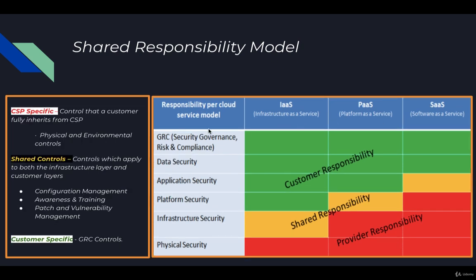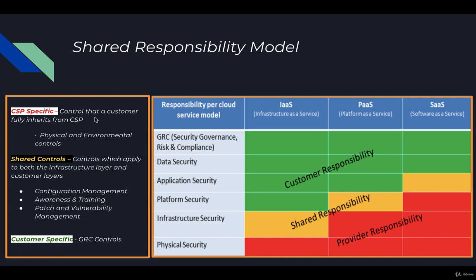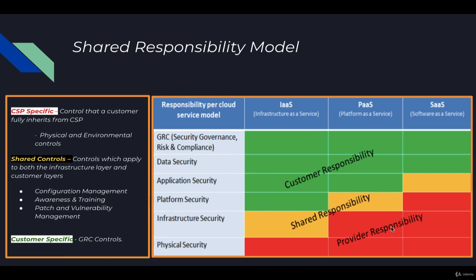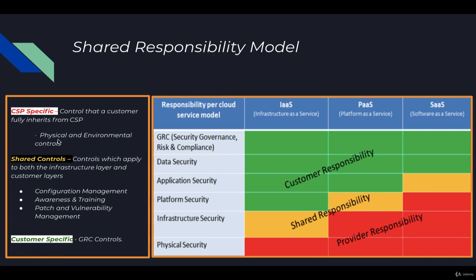Like we discussed, another way to understand this is that the part marked in red is the CSP-specific controls, which a customer fully inherits from the CSP. The CSP has already implemented these controls and given them to the customer, like physical and environmental controls. These are mainly the responsibility of the CSP: whether CCTVs are installed, whether monitoring of the entrance at the data center is being done, and taking care of all environmental issues and risks to the data centers from the environment. All those issues are the responsibility of the CSP, because in the case of cloud, that is the layer the CSP provides us.